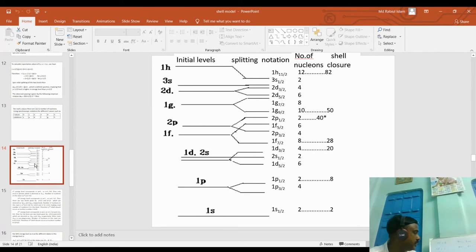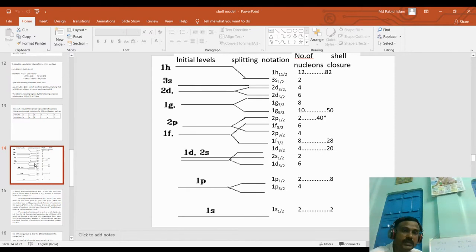For n equal to 3, L equal to 0, this is a 3s state. For n equal to 2 and L equal to 2, this is a 2d state. For n equal to 1, L equal to 4, this is a 1g state. So the 3s state, 2d state and 1g state have the same energy. These energy values were the same, but due to the relativistic effect, their energy is separated.